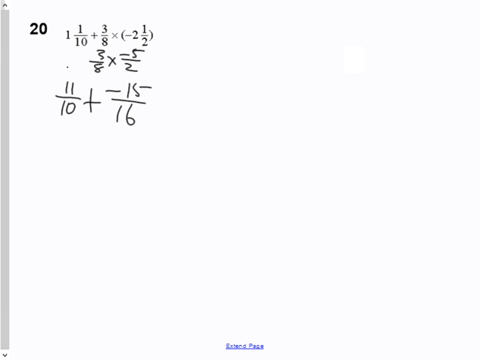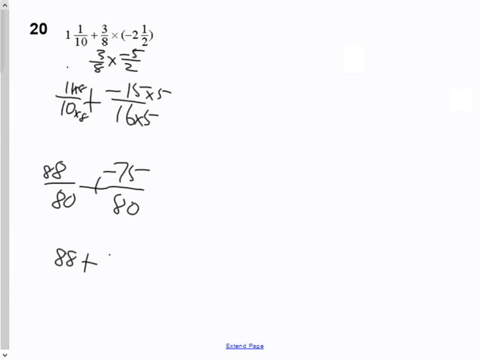Now that you have it over this, this is a hard one because the LCD, or the lowest common denominator, is actually 80. If you use 160, absolutely no problem. It just means you have to reduce your fraction. But multiply these by 8 and you get 88 over 80. Now this is tricky. It's multiplied by 5 to get negative 75 over 80. Add your numerators, keep your denominator, and your final answer will be 8 over 80, which in lowest terms is 1/10.